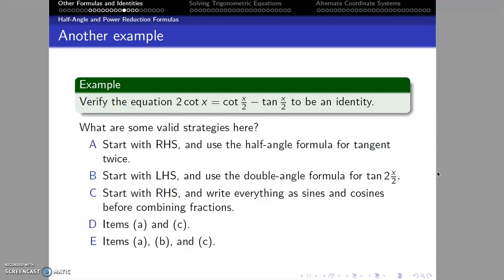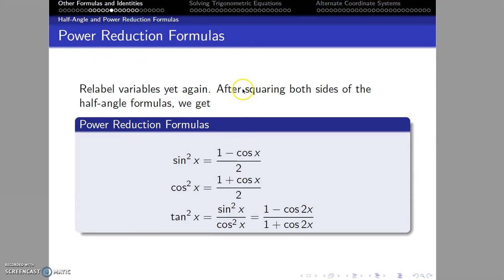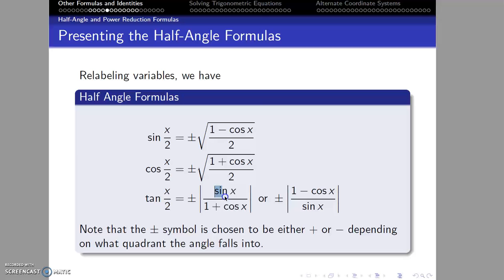Let me show you what I mean. Strategy 1: start with the right-hand side and use the half angle formula twice. So we start with the right-hand side, write it so that we can use the half angle formula for tangent twice, so that's 1 over tangent. And remembering that with the half angle formula for tangent, we actually have 2 choices. We can have either sine x over 1 plus cosine x or 1 minus cosine x over sine x.